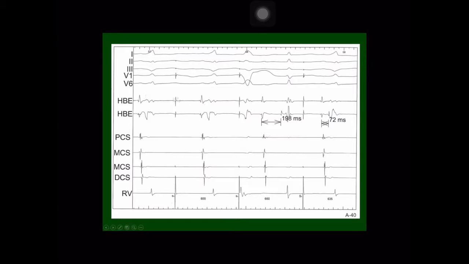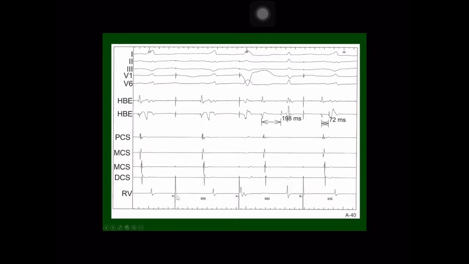If you take a look at the tracing, let's go beat by beat. Here is a wide complex on the surface tracing, a P wave and a wide complex. It looks like pre-excitation, but you can't be totally sure there. Then look inside the heart, and it looks like you have an early A and a V here, which is very consistent with a left free wall pathway. So these two beats go along fine.